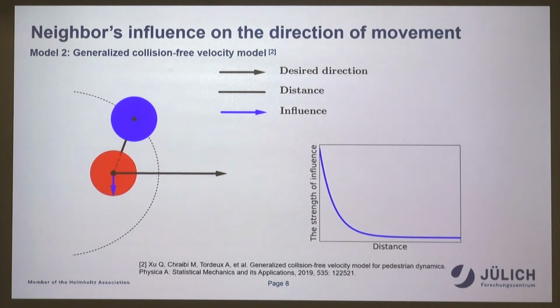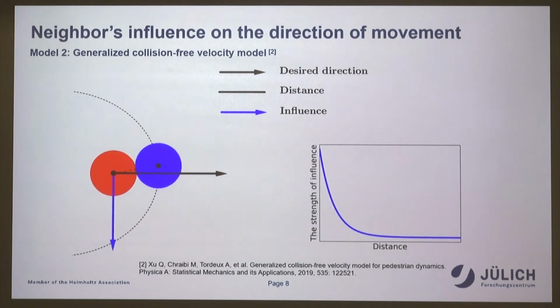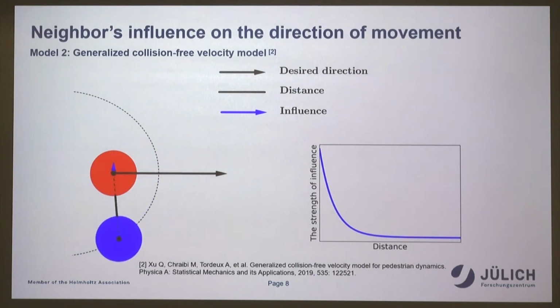The second model is called the generalized collision-free velocity model. From the name, you can tell that this model is an extension of the first one. In this model, we still use the exponential function to calculate the strength of the influence, which means we use the same relationship, shown in this figure. But the direction of the influence is determined by the relative position of the blue agent and the desired direction of the red agent.